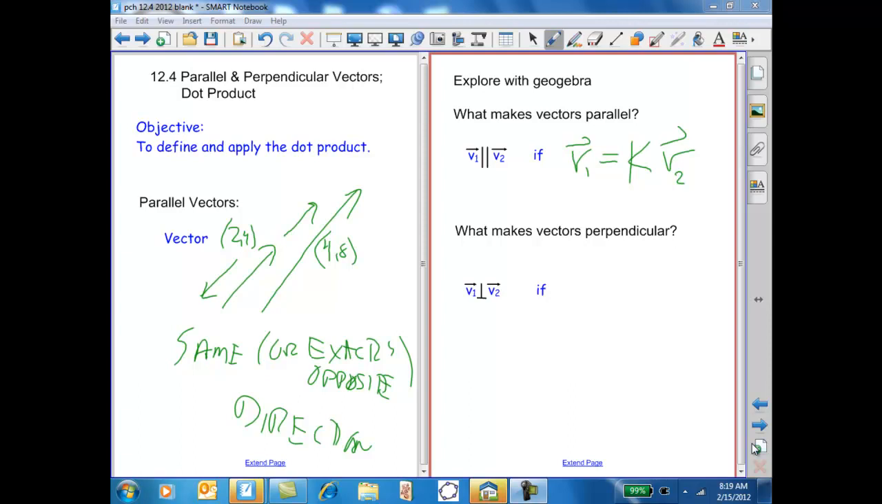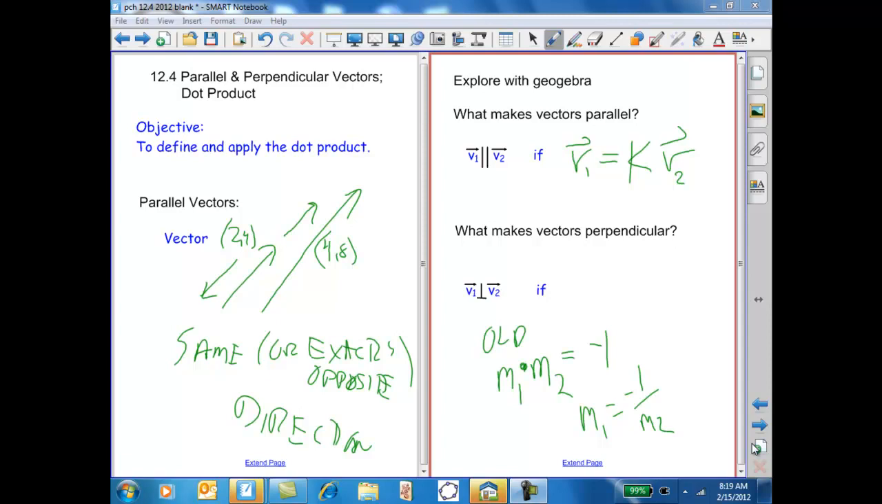Now, what makes vectors perpendicular? Well, the old way was the slope of 1 times the slope of 2 had to make that magic number, negative 1. They had to be negative reciprocals of each other. But how do you do that with vectors? Because we don't really have a slope on that.